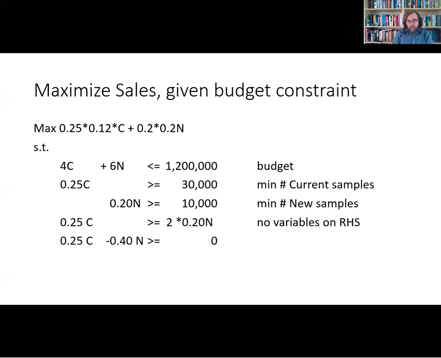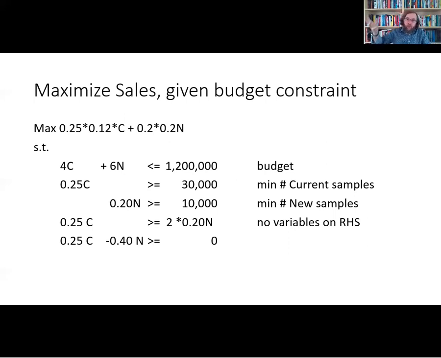Now, like we said, we want to get at least 30,000 of our current customers to request samples. And we know that 25% of the offers we send out to current customers will result in sample requests. So we want 0.25 times the current number of customers to be greater than or equal to 30,000. Same thing with the new customers. 20% of the offers we send out will result in sample requests. So 0.2 times n should be greater than or equal to 10,000. So those three aren't too bad.